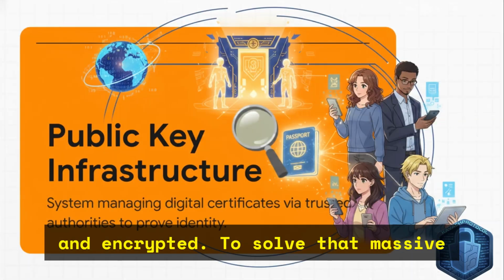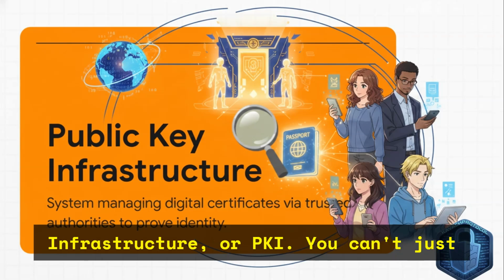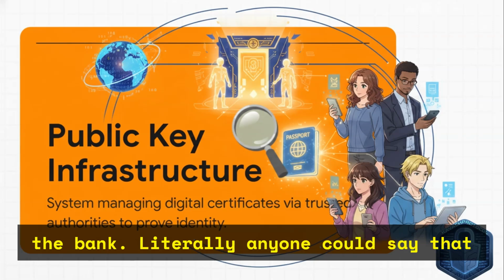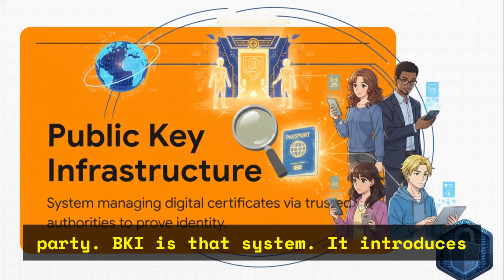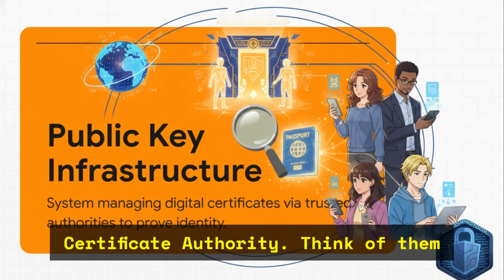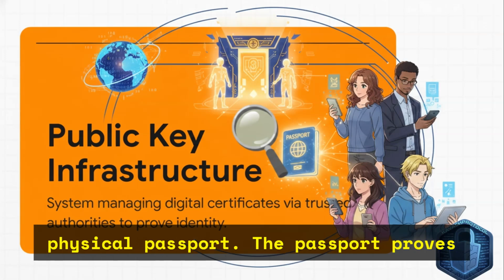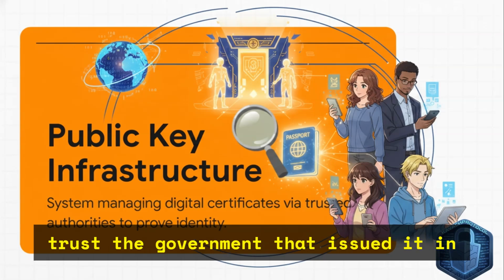To solve that massive authentication problem, we rely on something called public key infrastructure, or PKI. You can't just have a website say, hey, trust me, I'm the bank. Literally anyone could say that. You need proof from a trusted third party. PKI is that system. It introduces a trusted organization known as a certificate authority. Think of them exactly like a government issuing a physical passport. The passport proves who you are, and you trust it because you trust the government that issued it.